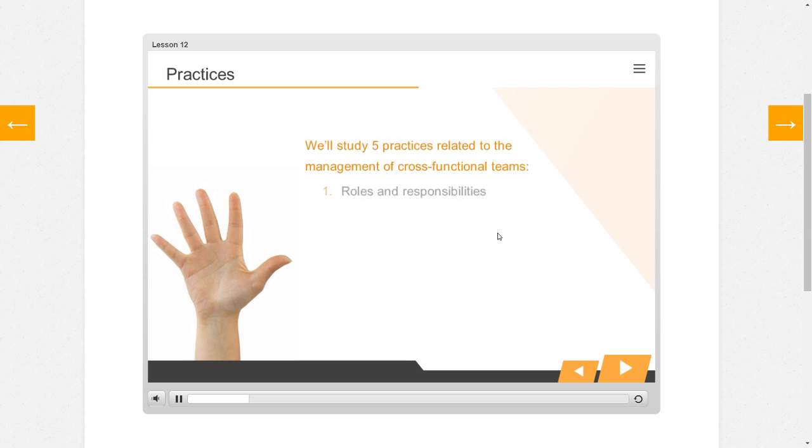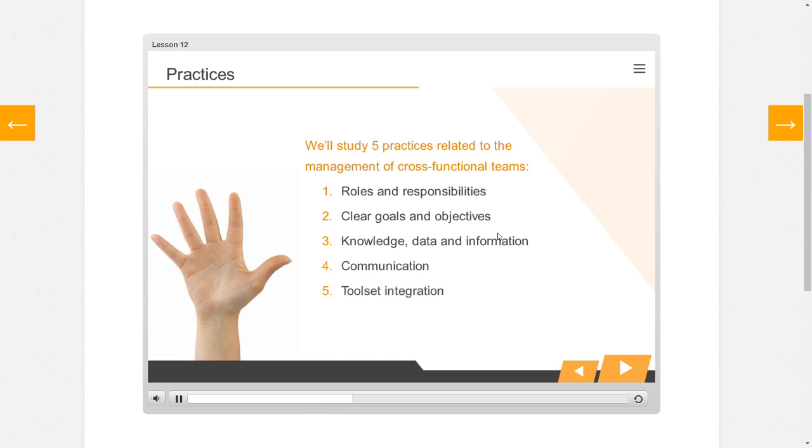We're going to study 5 practices related to the management of cross-functional teams. You can see them on screen here. The service integrator and the customer should take the lead in establishing and creating practices, and the service providers need to participate and be prepared to collaborate.